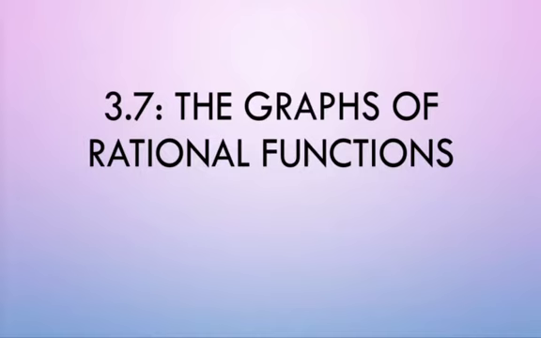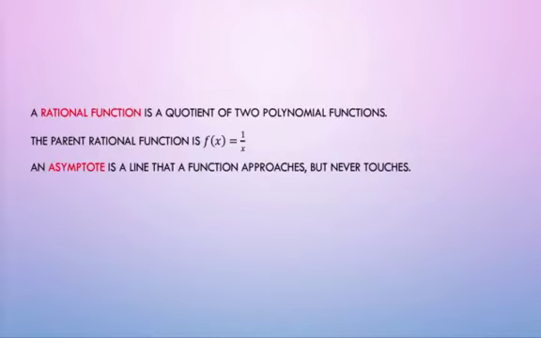The graphs of rational functions. A rational function is a quotient of two polynomial functions. That means that we divide them. The parent rational function is f of x equals 1 over x. An asymptote is a line that a function approaches but never touches.